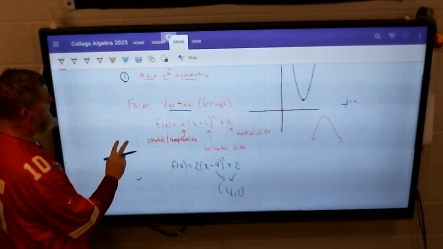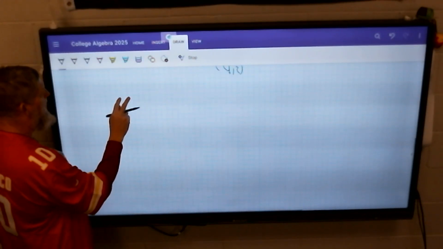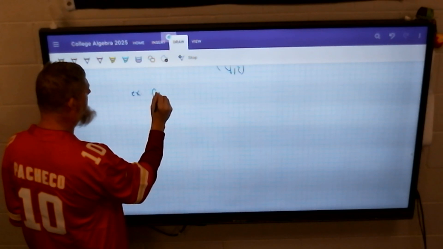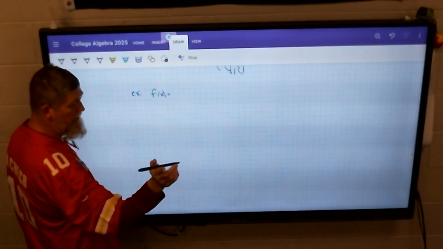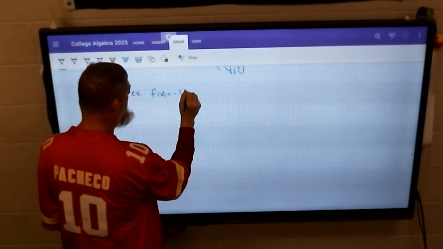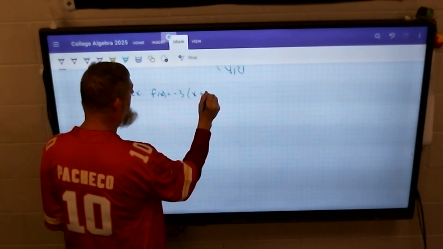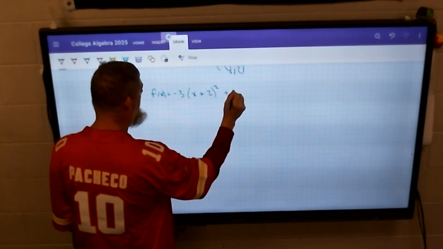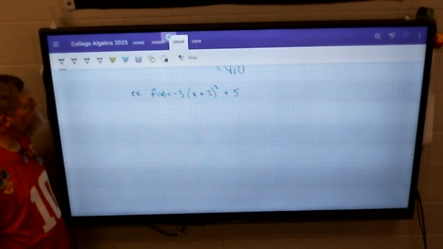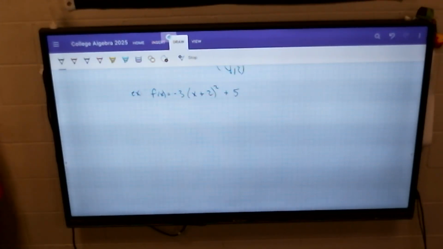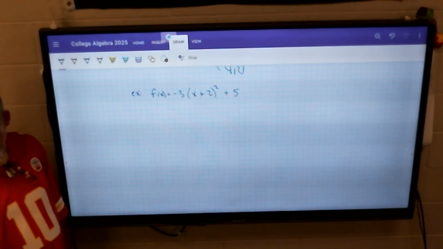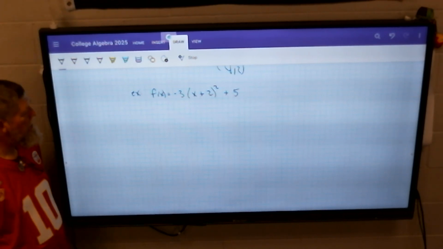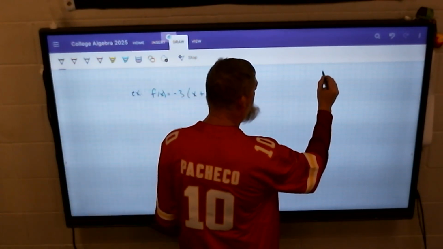So let's graph this one real quick. Let's give you a shot at this one. Example for number 1: f of x equals, let's actually do a negative, negative 3 times (x plus 2) squared plus 5. Jot that one down, and then let's do a quick sketch.